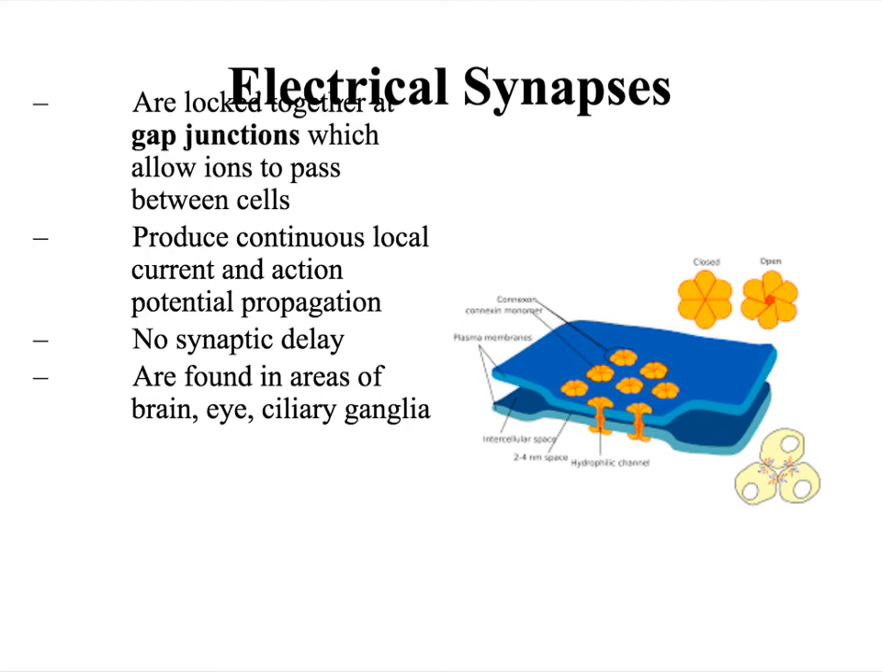But anyway, the first of the two types of synapses is not as common. These are electrical synapses, and they are unique because they have something known as a gap junction, which allows ions, such as sodium and potassium, to go straight from cell to cell. The purpose of these is to allow the continuous propagation of an action potential so there's no synaptic delay. So you'll find these in areas where communication is absolutely critical, not to be slowed down by a synaptic delay: areas of the brain, eye, and ear, and ciliary ganglia.